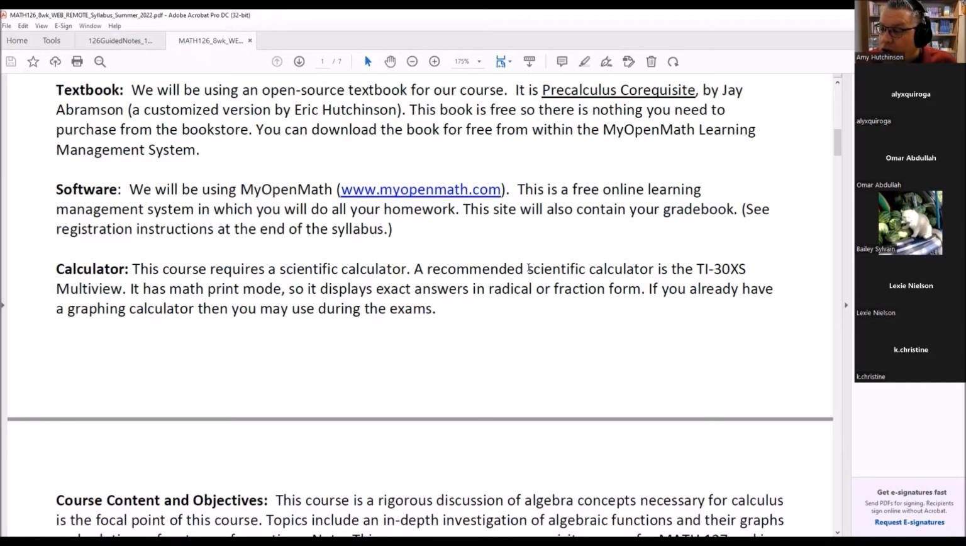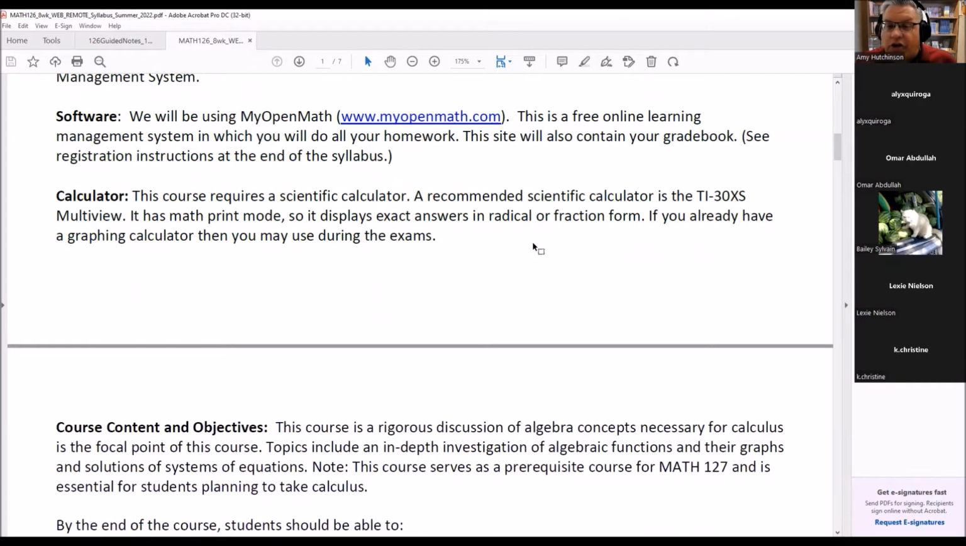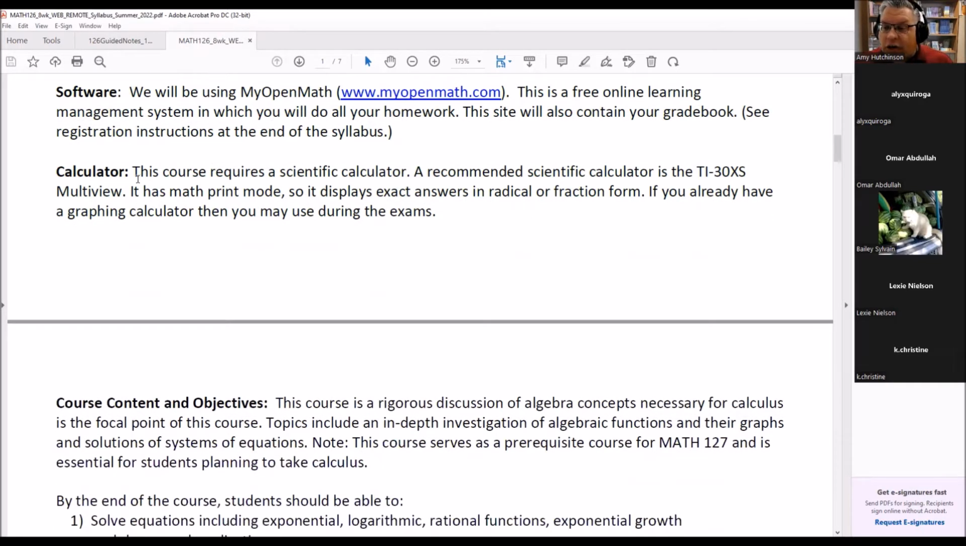I'll show you all that a little bit later. So really the only thing that you need for this course is a calculator. Now, of course, since this class is online or web remote, you'll be doing your homework and everything from home. So if you have a cell phone that has a calculator app on it, you could also use that for this as well. But if you'd like to get a standalone calculator, you can do a TI-30 XS Multiview.